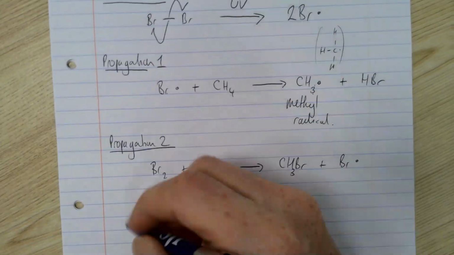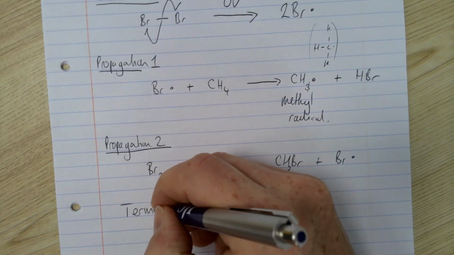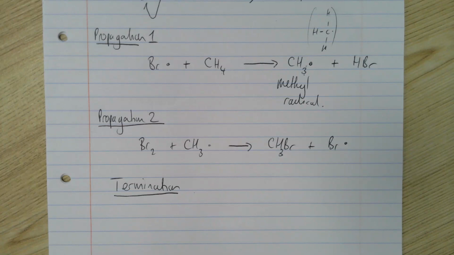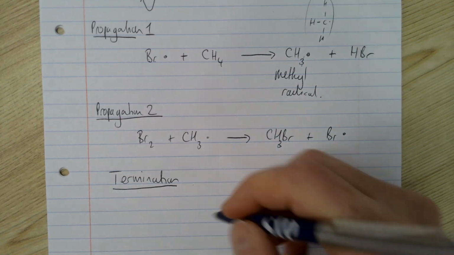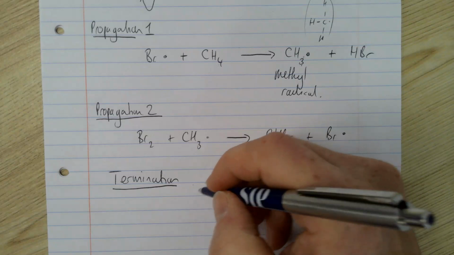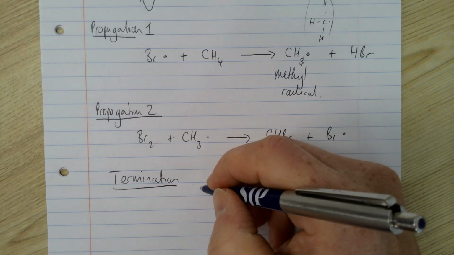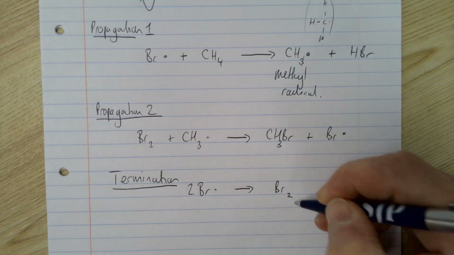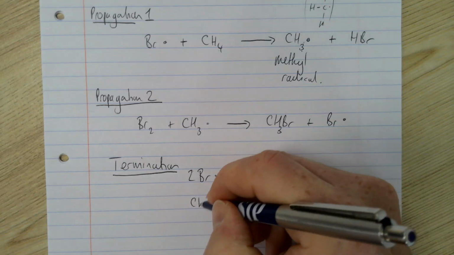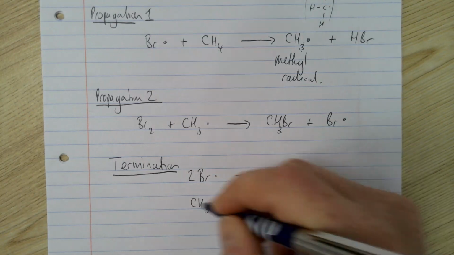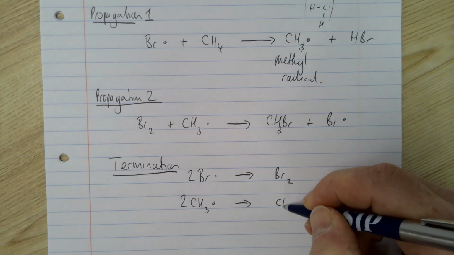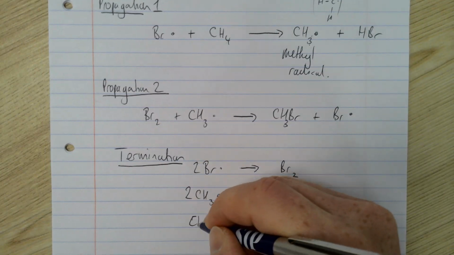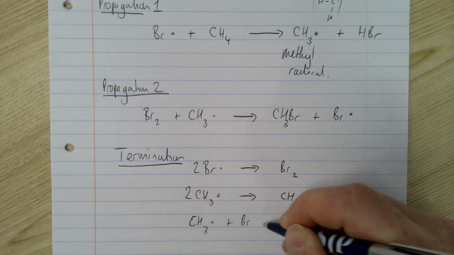Then the 3 termination steps, or possible termination steps, are a combination of any 2 of those radical species formed, resulting in stopping of the reaction. So you can either have the 2 Br dots reforming a covalent bond to make Br2, the 2 CH3s combining to give ethane, forming that covalent bond, or CH3 combining with a Br dot.